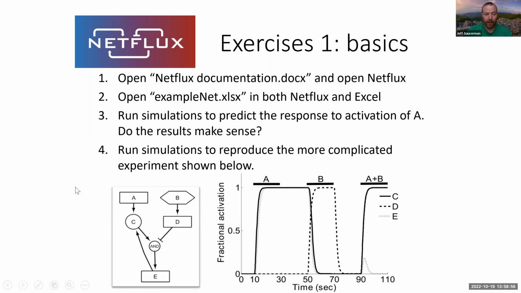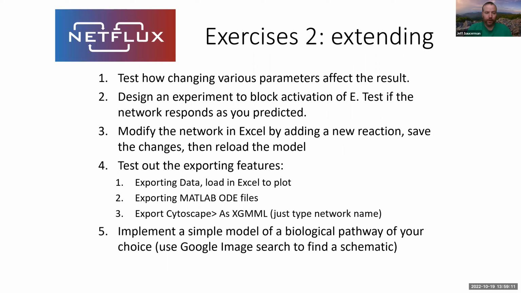And then once you've done that, run more complicated experiments, such as the one right here. So this is showing that we're simulating A comes on, then A comes off, B comes on, B comes off, and then A and B come on. So once you get through that, there are a few additional exercises you might want to try.